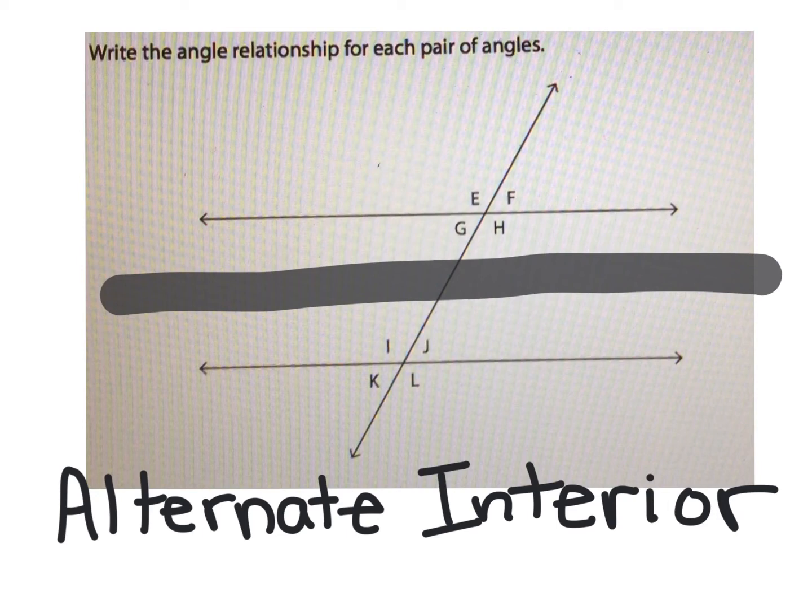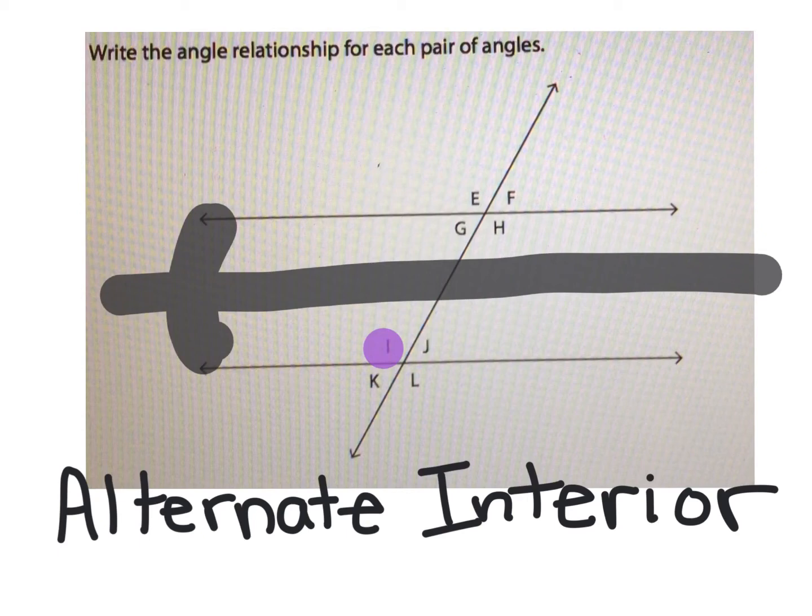So if I pick an alternate interior angle, an interior angle would mean on the inside of these parallel lines. So that would have to be G, H, I, or J. So let's pick one. If I pick I, I want the alternate interior angle to that. It would have to be another one of those angles on the inside of the parallel lines. Okay? Inside of the parallel lines.